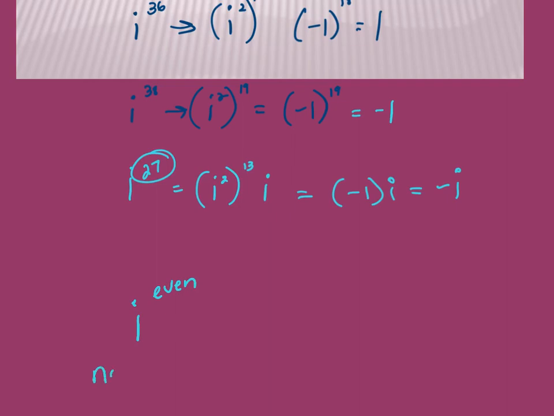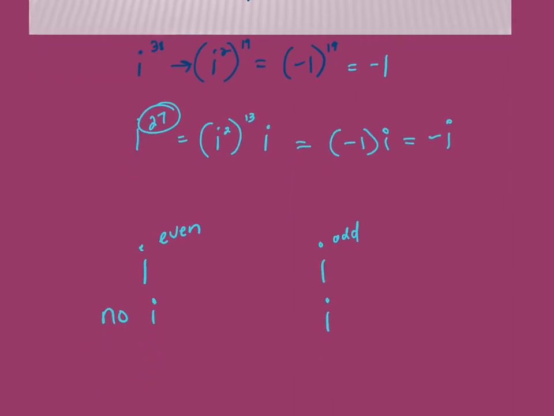If it's odd, then there is an i in your answer. But then you have to divide that by 2. And if that answer is even, then it's a positive i. If that answer is odd, then it's a negative i. Does that make sense? Yeah.